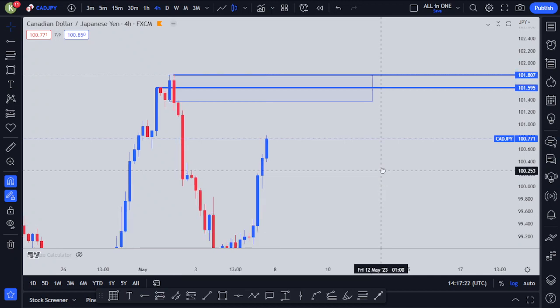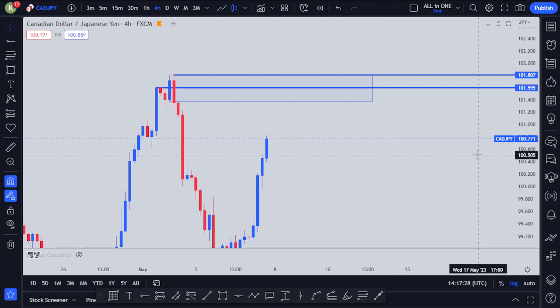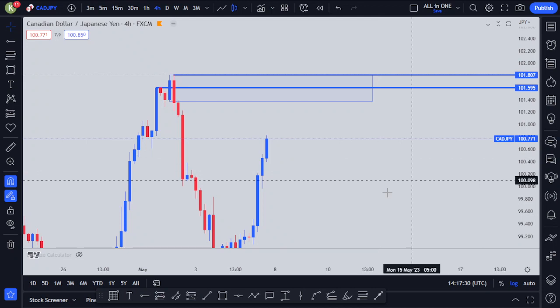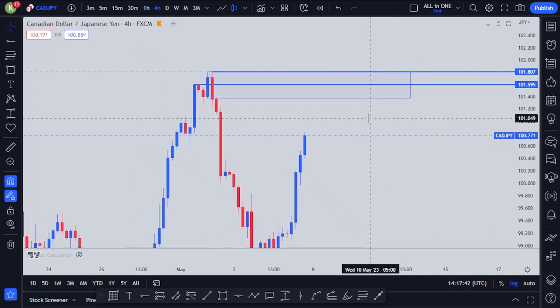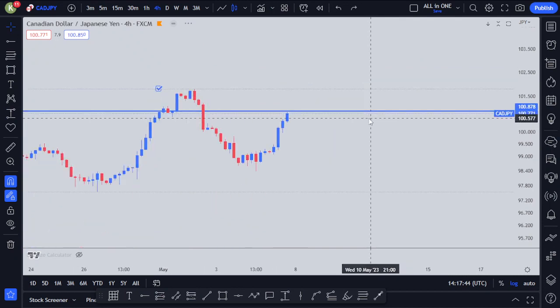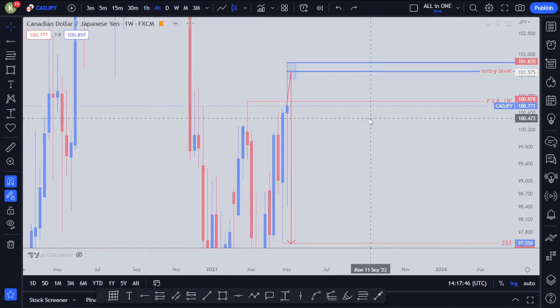So around 101.595 is where I would like to look for a sell, which I'll place my sell limit over there, and my stop loss will be not more than 25. All right, not more than 25.